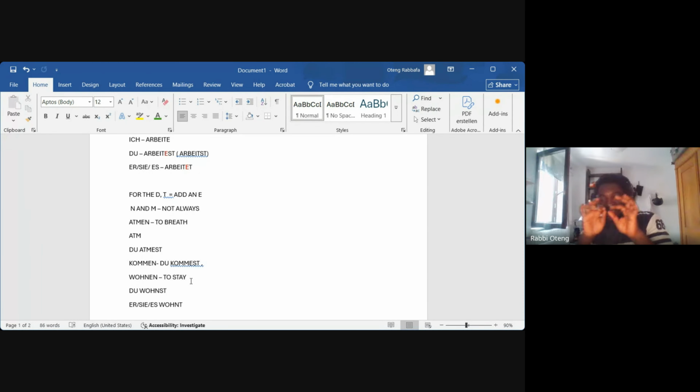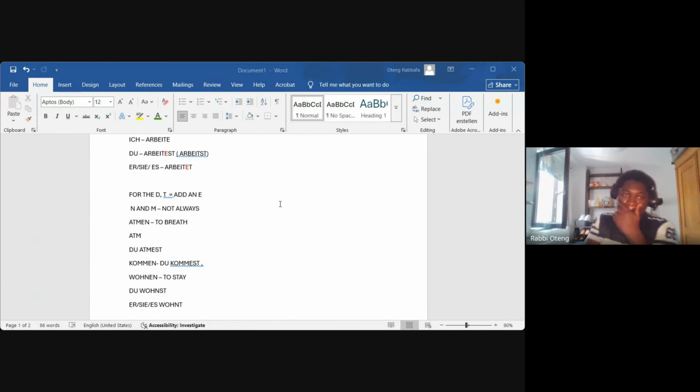But if you see a stem that ends with T or D, automatically add an E after the D or the T, and then they're fixed. So we have ich arbeite, du arbeitest, er/sie/es arbeitet, wir arbeiten, ihr arbeitet, sie/Sie arbeiten.